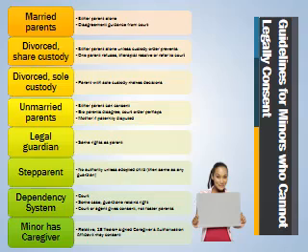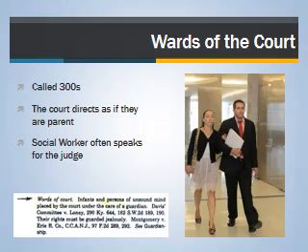Who has access to records? Basically guardians. And even if someone's not in physical custody, they still have their rights. And wards of the court are called 300s, and the court is the one who plays the role of guardian, but often they will have a social worker or someone that they send to act on behalf of the court.